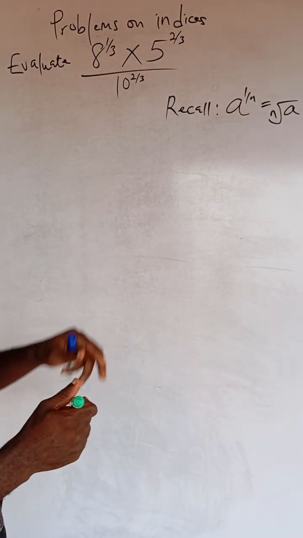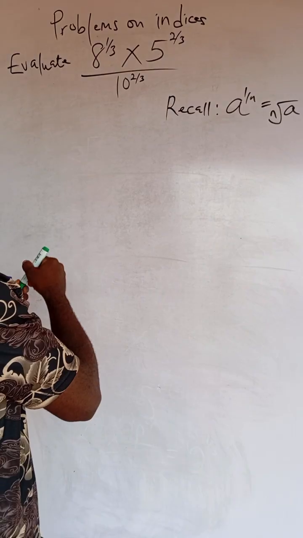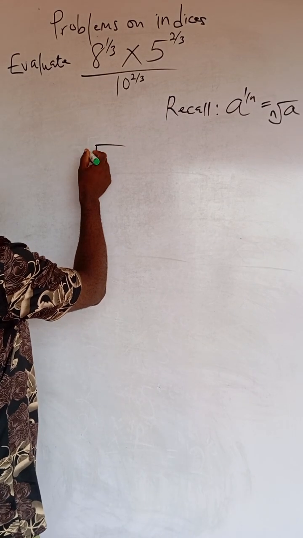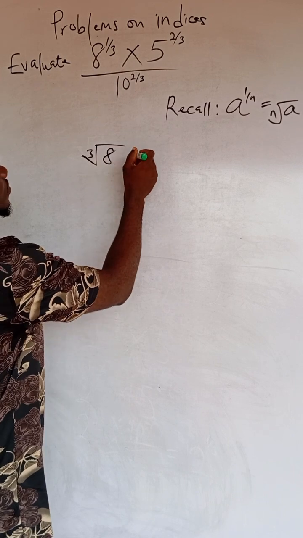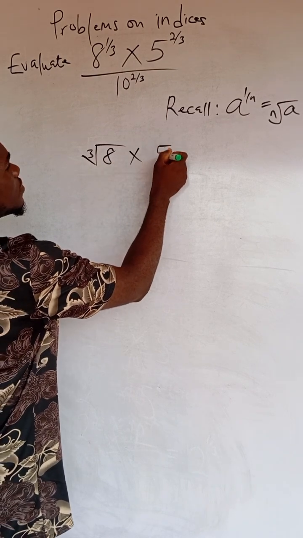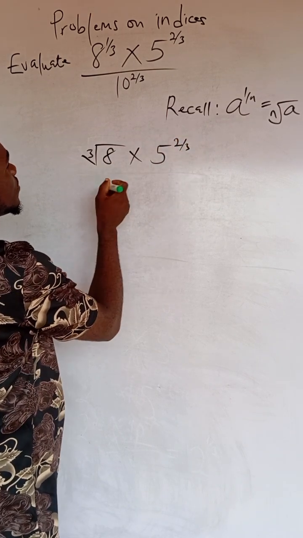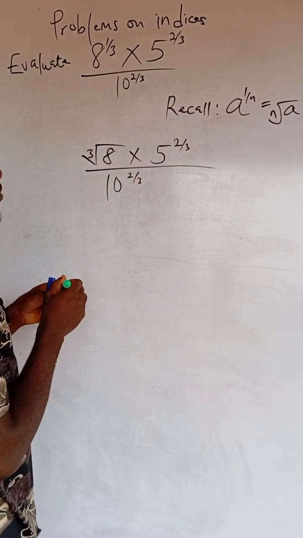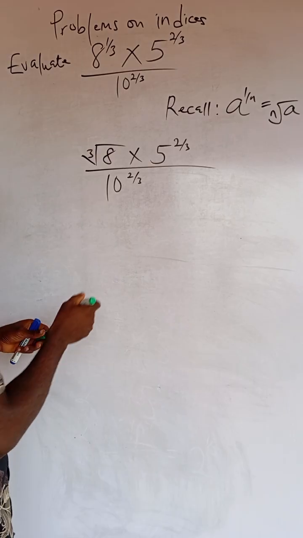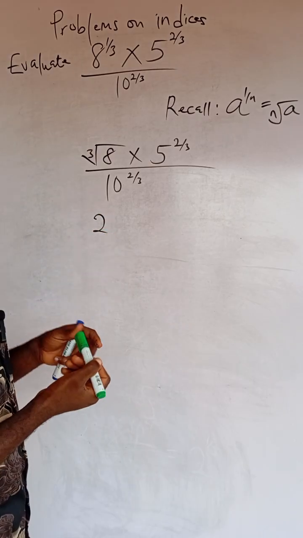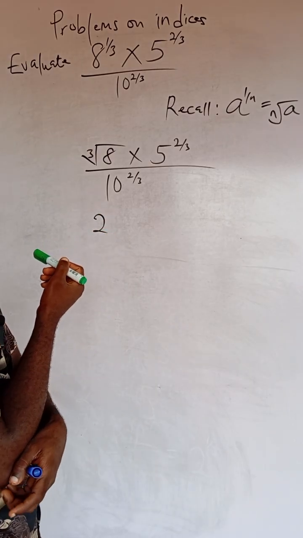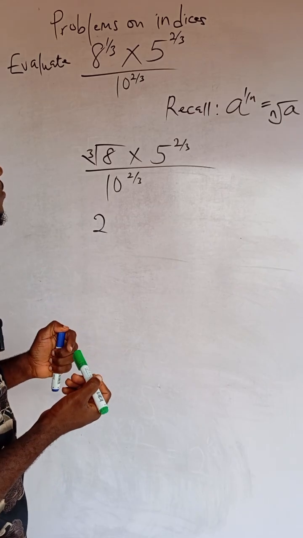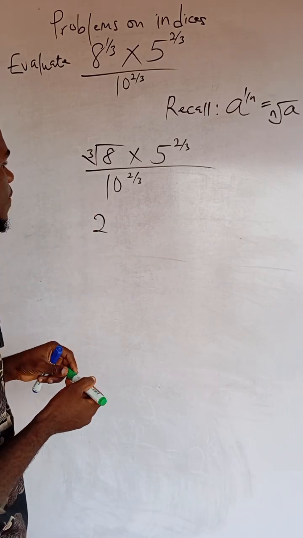Okay, having done that, let's work now. So using that law, I can have it that this will now become cube root of 8 times 5 to the power of 2 over 3, all divided by 10 to the power of 2 over 3. Now, cube root of 8 is equal to 2, because 2 times 2 times 2 gives me 8. It simply means what value is going to multiply itself 3 times to get 8. That is the cube root there.